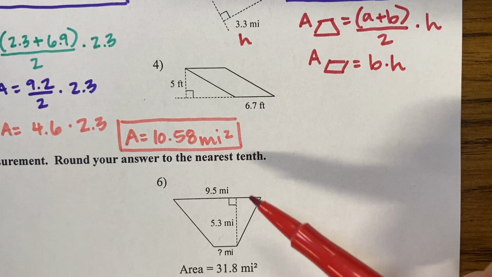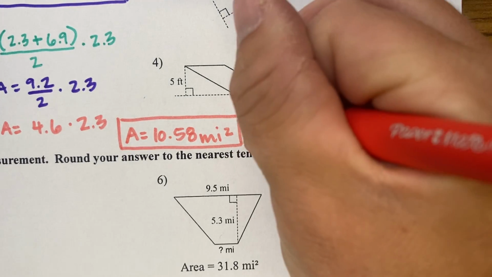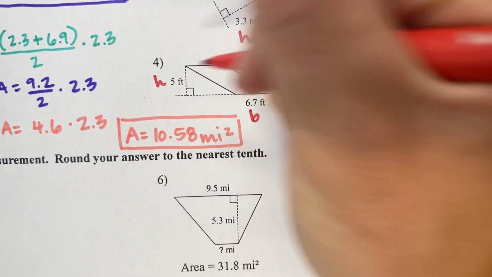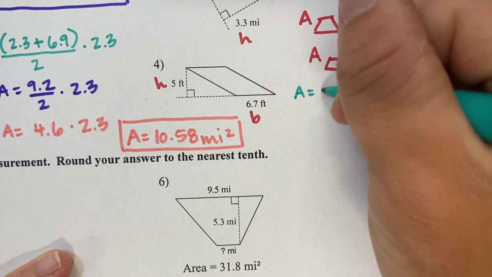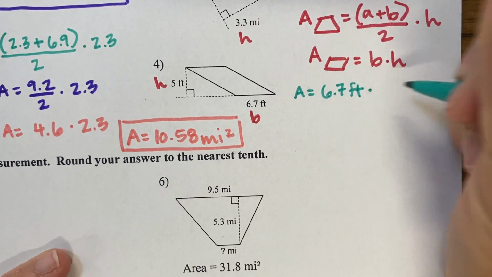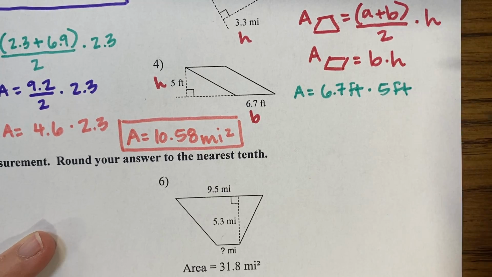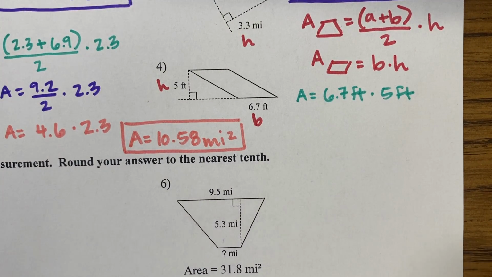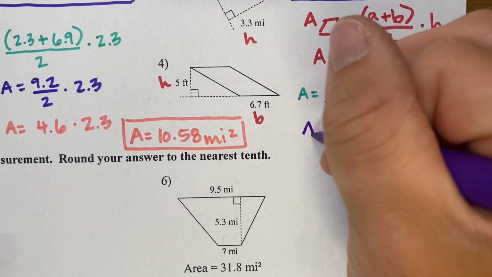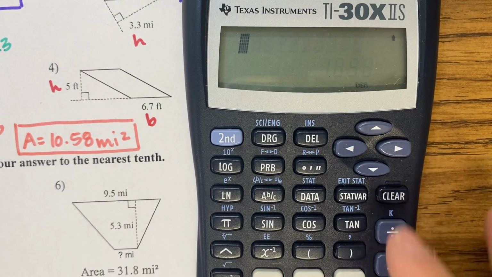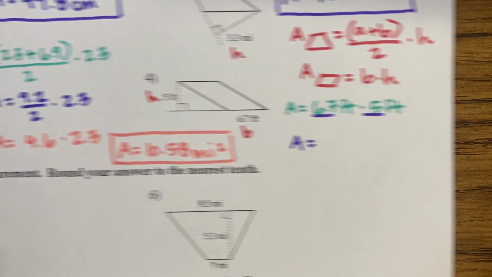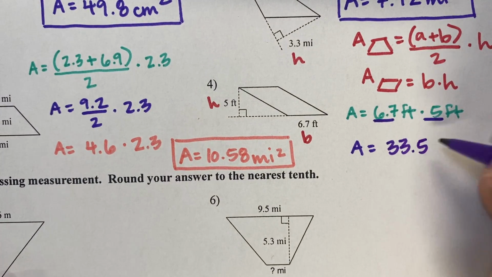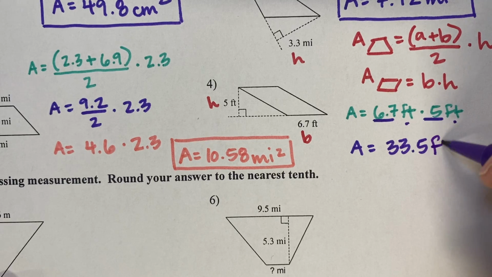So what is my base and what is my height for number 4? Well, my base is going to be 6.7, which means my height is 5. Okay, so let's go ahead and plug that into our formula. Area equals my base, 6.7 feet, times my height, 5 feet. Easy peasy, we're just going to plug this into our calculator. So we get 6.7 times 5, and that gives me 33.5. We know that my units are feet times feet, so feet squared.